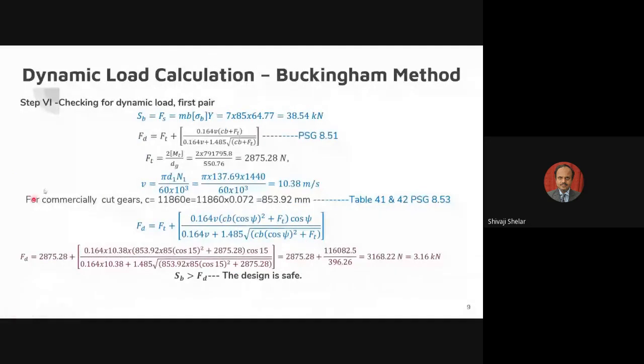Okay, so next step is our dynamic load calculation. We are considering first pair here. So from Lewis equation, beam strength S_B = m b sigma_B Y, where m is 7, b is 85, and the sigma_B Y product for pinion and gear material, gear material is 64.77. So this is the minimum beam strength, 38.54 kilonewton. Now dynamic load from PSG 8.51.